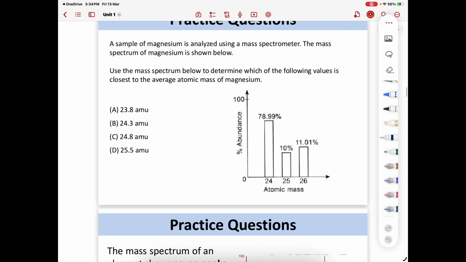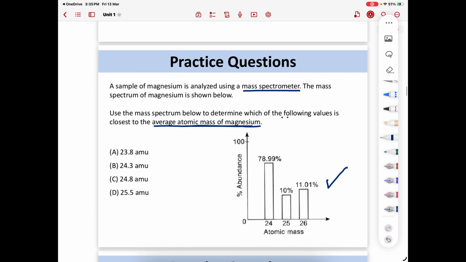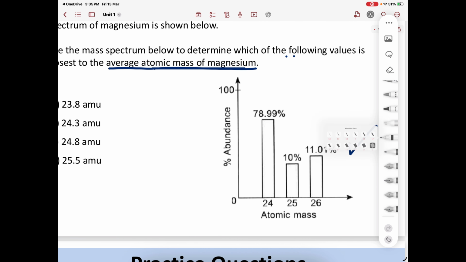next question. A sample of magnesium is analyzed using a mass spectrometer. A mass spectrometer is a device for getting the mass spectrum or measuring the average atomic mass. The mass spectrum of magnesium is shown below. Use the mass spectrum below to determine which of the following values is closest to the average atomic mass of magnesium. So very simple question. Earlier you have done it in the form of data as in the previous question, but now they have given you a graph. The method stays the same. You have to just use the graph.